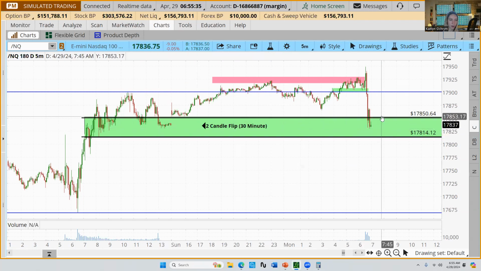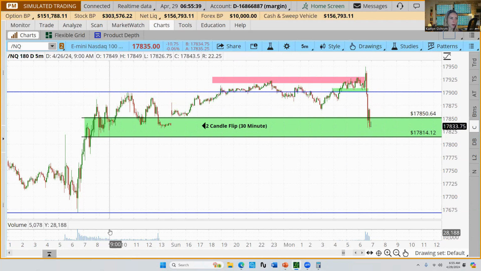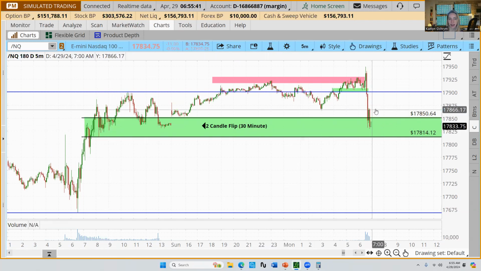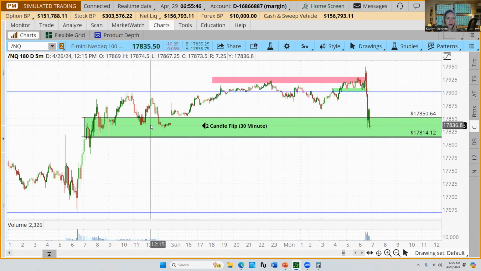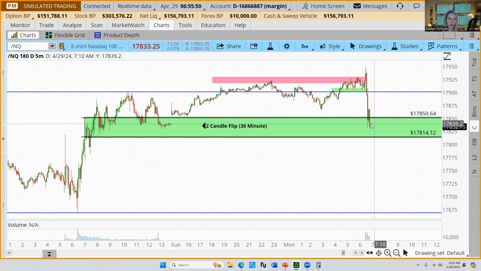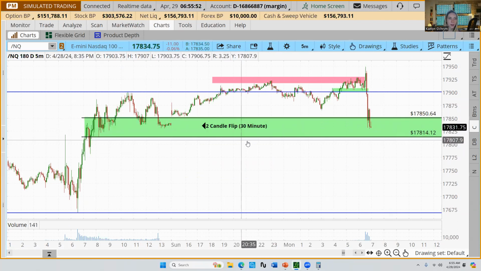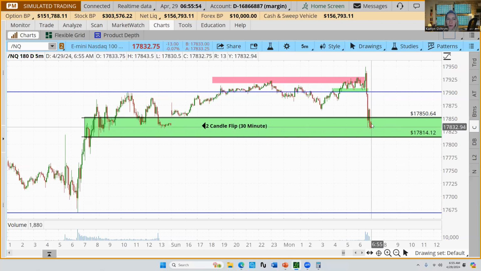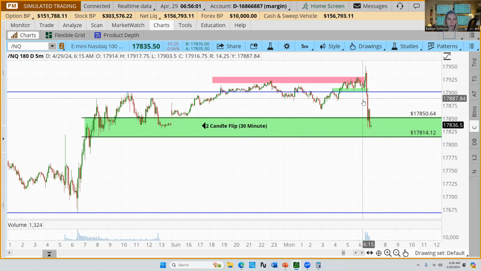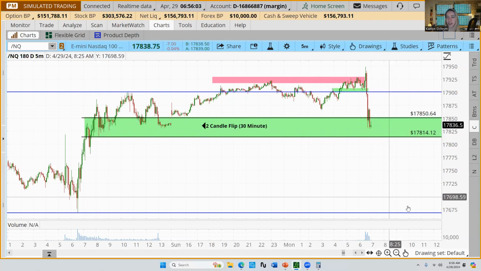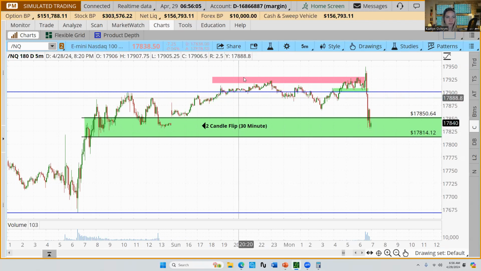Just kind of choppy. I'm trying to find a clean support level to take a breakdown through, but as it's coming down into here, you can see it's getting a little bit choppy since this was our 2 candle flip zone. So I don't want to look to go short too soon. I want to wait for price to clear our 2 candle flip zone, which is going to mean waiting for price to break below 17,814.